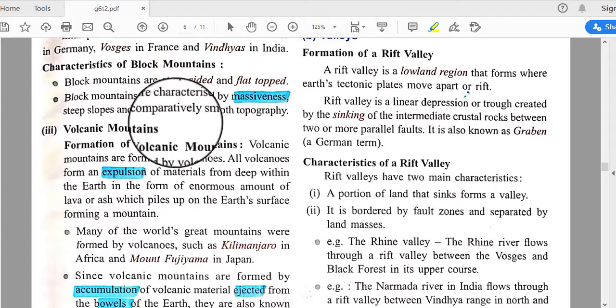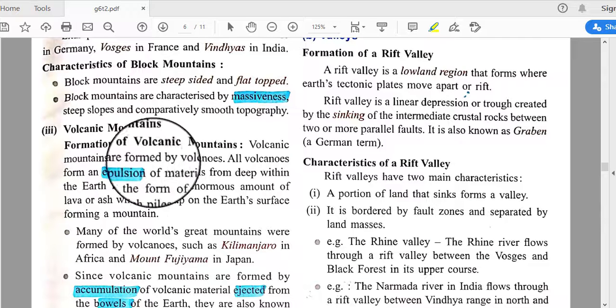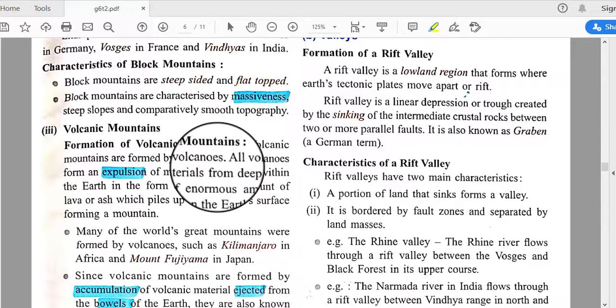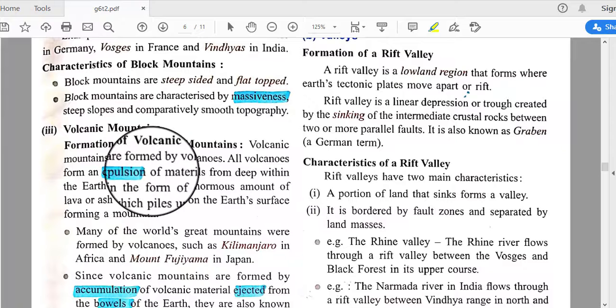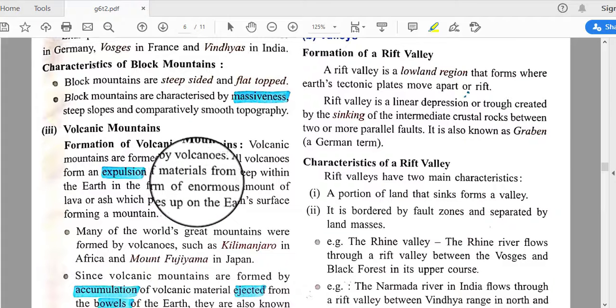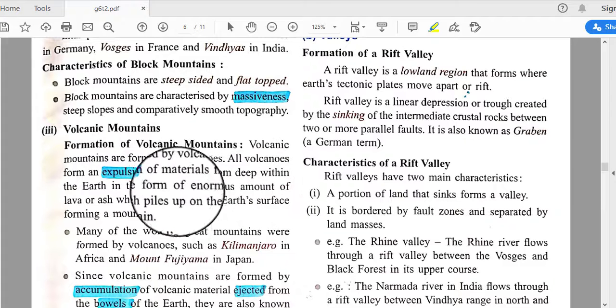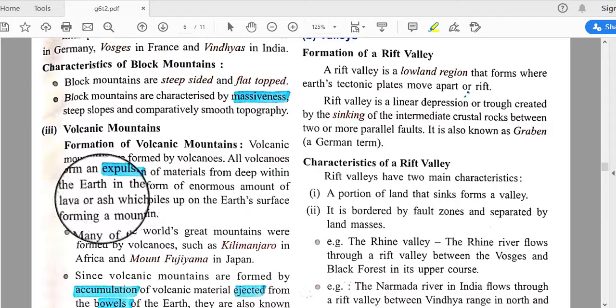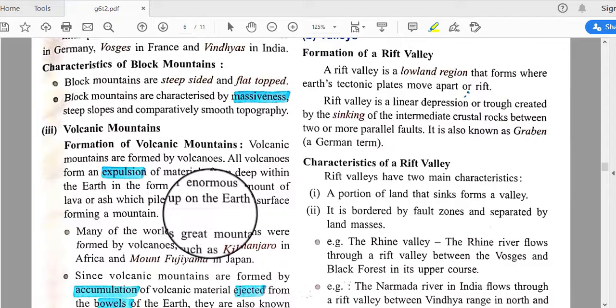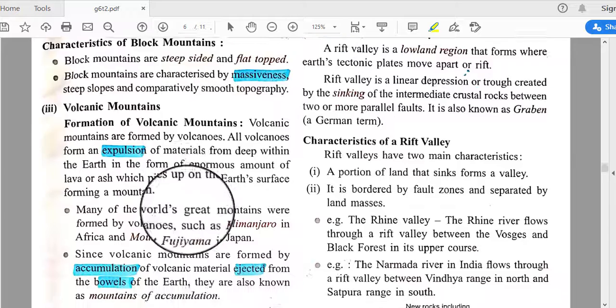And the third one is volcanic mountains. Volcanic mountains are formed by volcanoes. From the name we can say that this kind of mountain is formed due to volcanic activity, and all volcanoes form from an expulsion of materials from deep within the earth in the form of an enormous amount of lava or ash, which piles up on the earth's surface, forming a mountain.